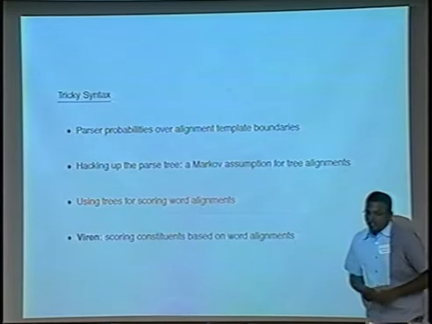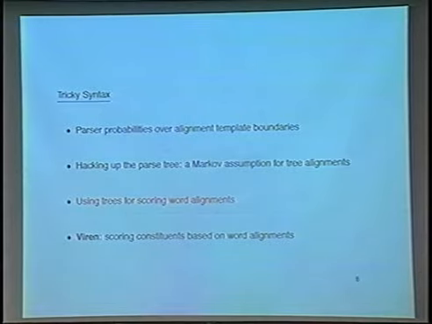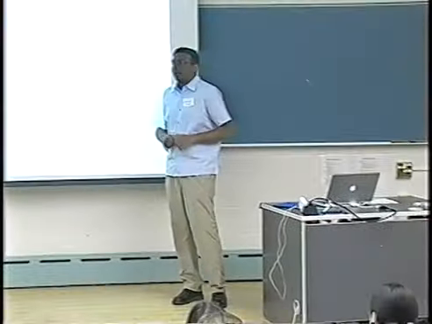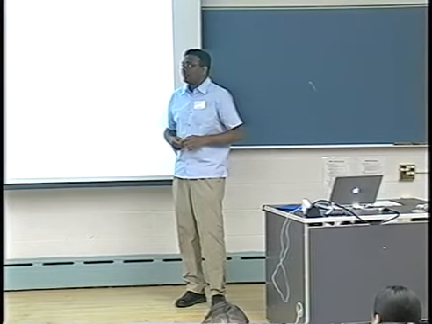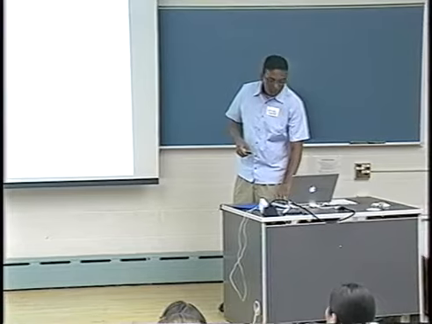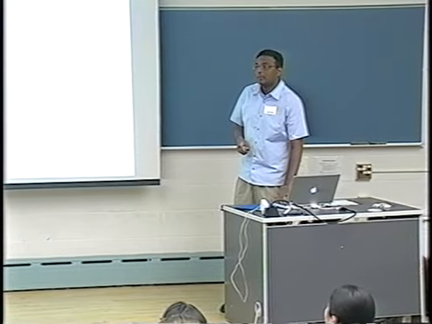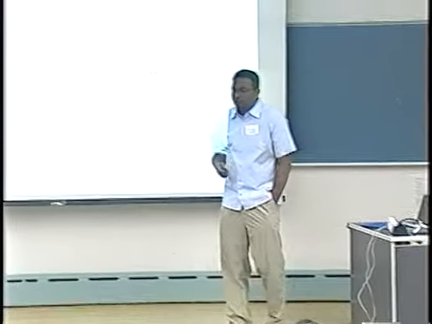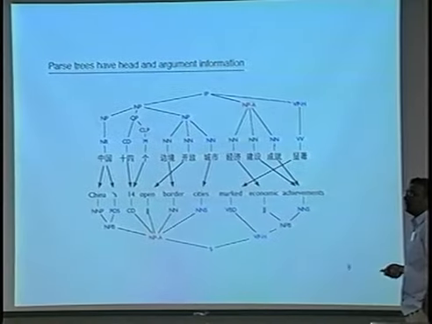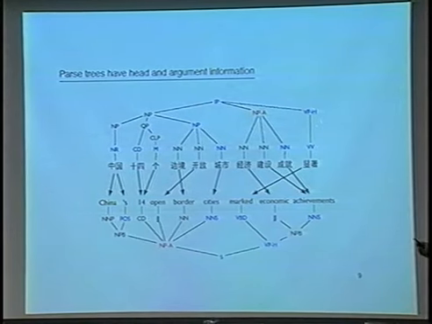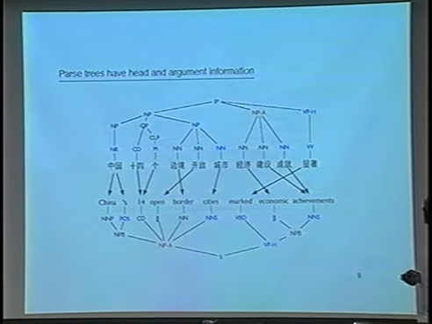Finally, what I'll talk about is yet another method for hacking up parse trees, but this time in a previously known way. And we'll use this same idea to score now word alignments rather than parse tree alignments. So when you look at this parse, this is the same parse I showed you earlier. There is some additional information in the parse, which I did show you, namely the head and the argument information. So the parsers naturally compute this information.